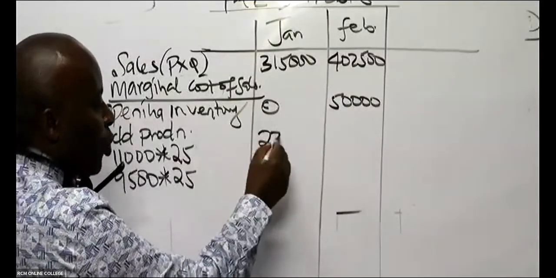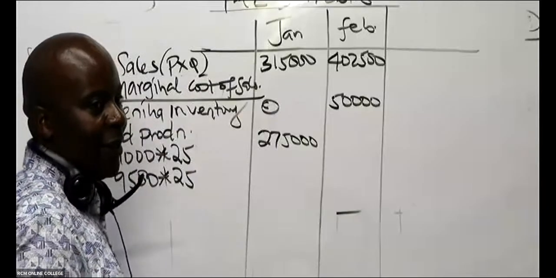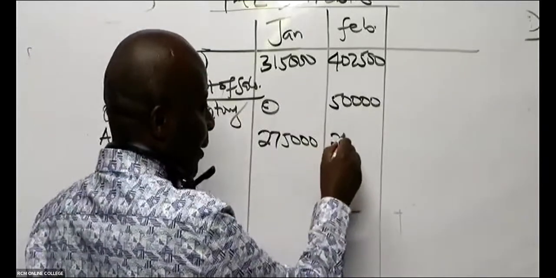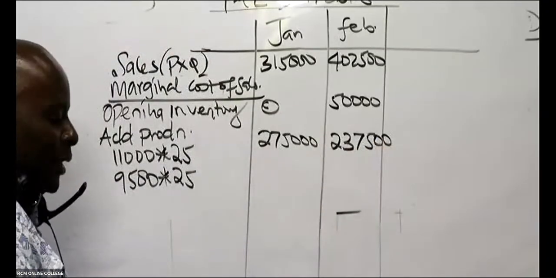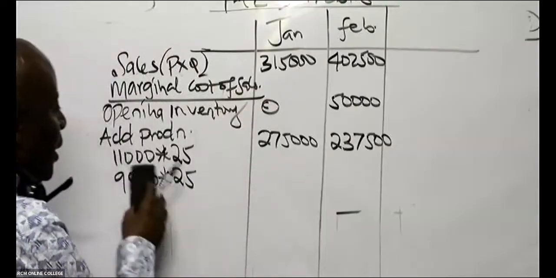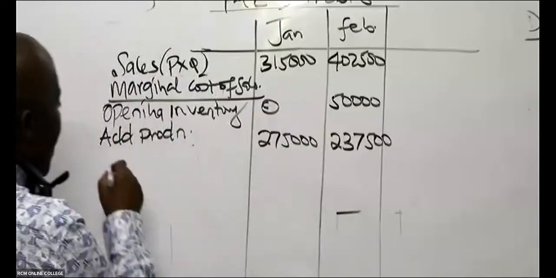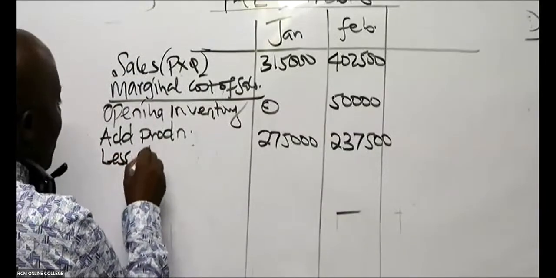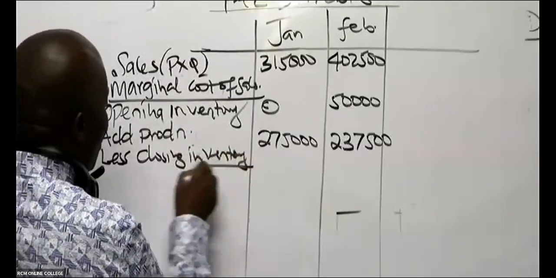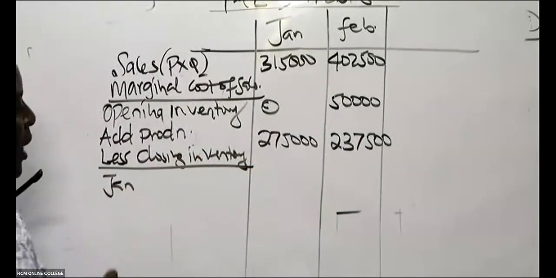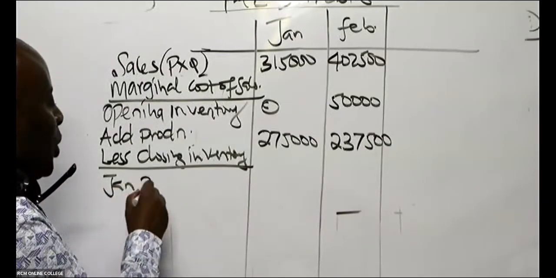275,000, yes. 237,500. Yeah, thank you so much. And now lastly, we shall come and say, less what here, somebody? Less closing inventory. So closing inventory, January, how much? 2,000. January units were 2,000.